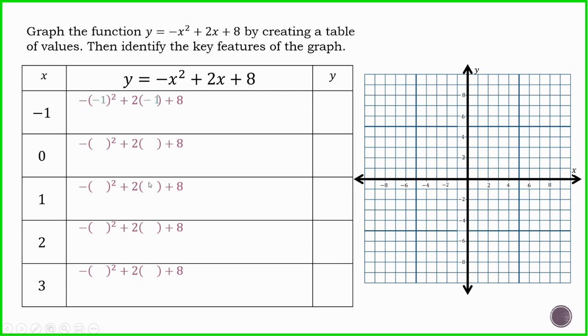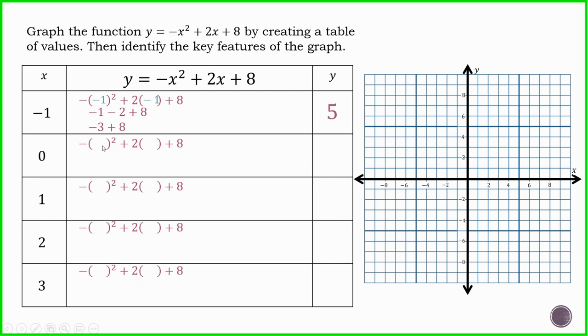And then we follow the order of operations. So we do exponents first. -1 squared would mean -1 times -1, which would be +1. And then we have this negative sign out in front, so that becomes -1. Then multiplying 2 times -1 becomes -2, and then plus 8. And then -1 minus 2 gives us -3. -3 add 8 gives us 5.